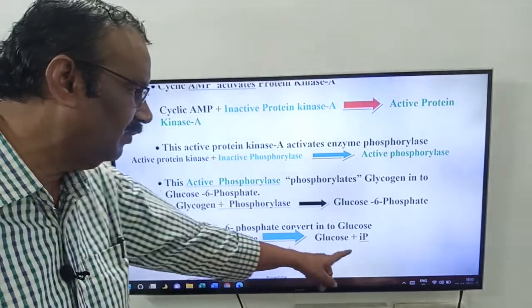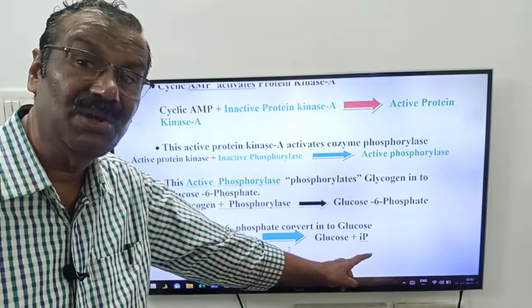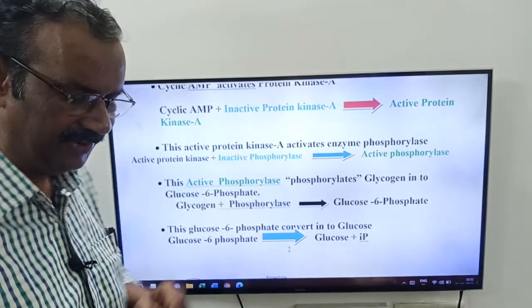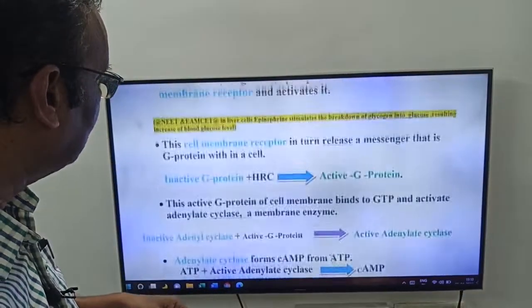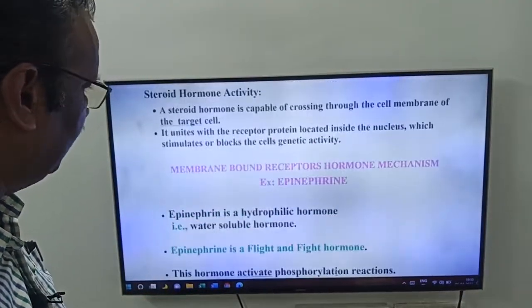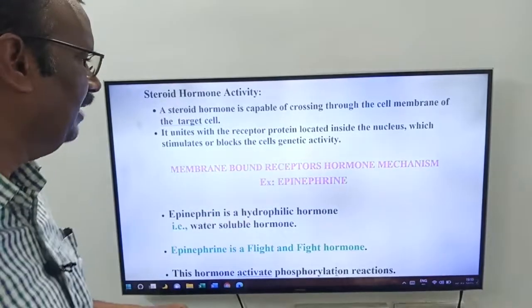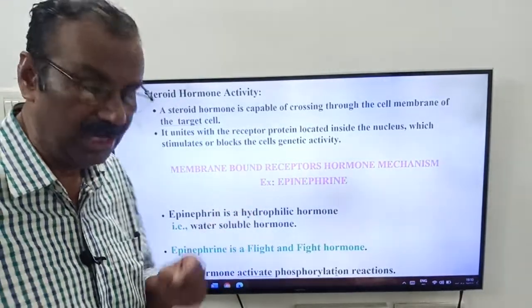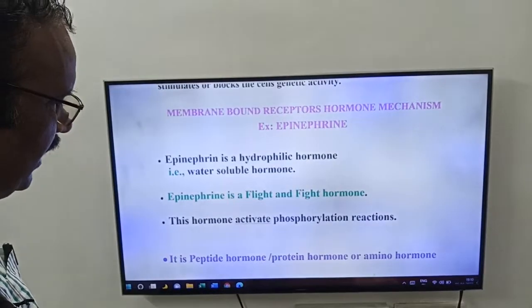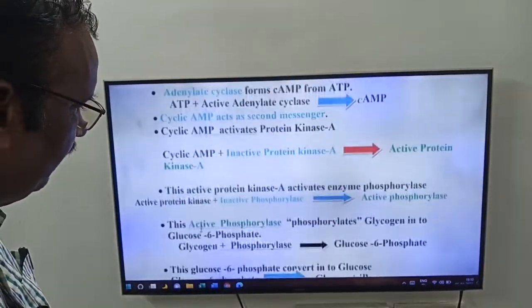Glucose 6-phosphate converts into what, friends? Glucose plus Pi, meaning inorganic phosphate. Okay, friends, this is the mechanism of what? Which hormone? That is membrane bound receptor hormonal action, that is epinephrine. See in this image, friends.